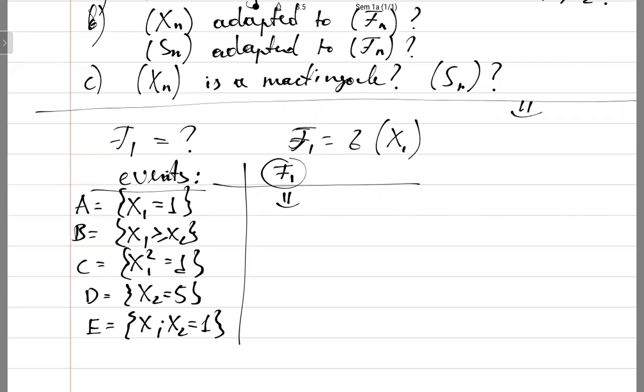Is event B in F1? No. Why? Because we haven't observed x2 yet. Okay, I agree that is not in F1. C, is it in F1 or not? Yes. D, is it in F1 or not? Yes, because x2 cannot be 5.